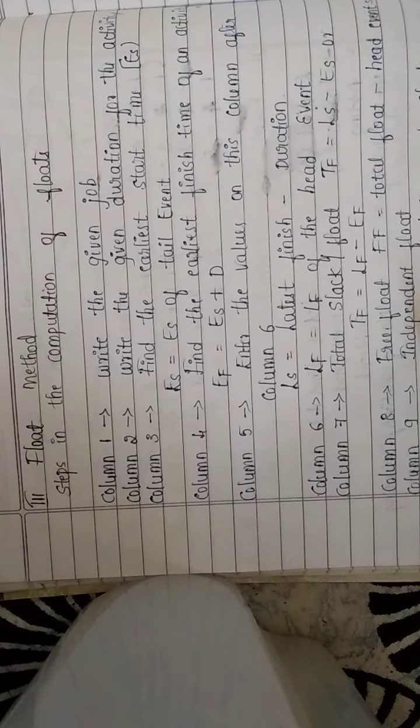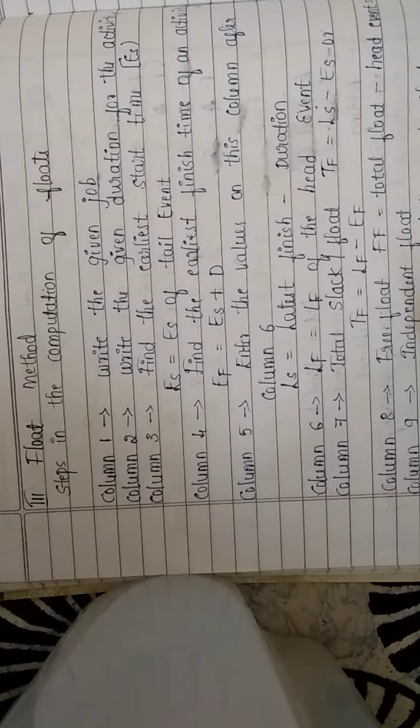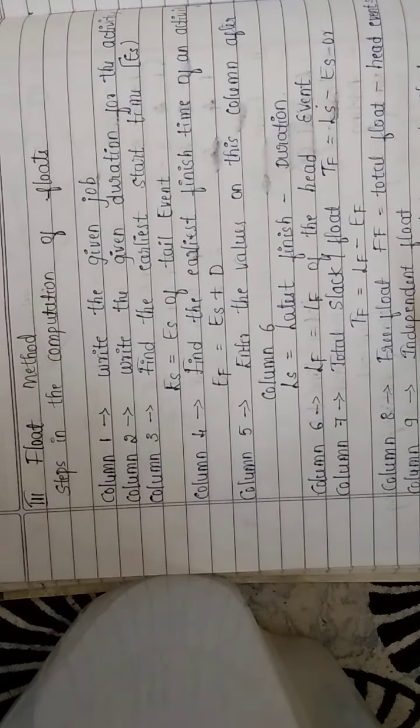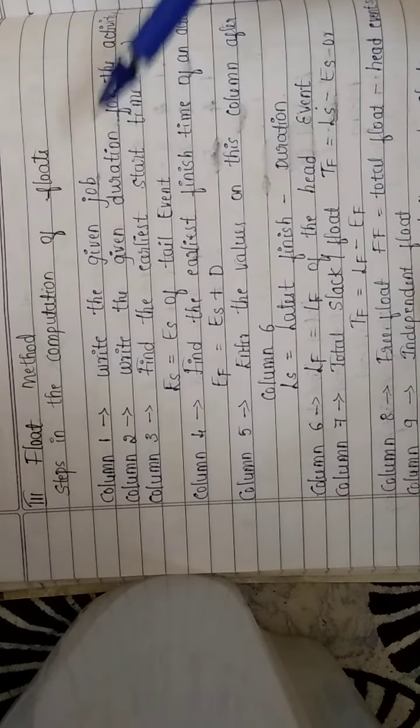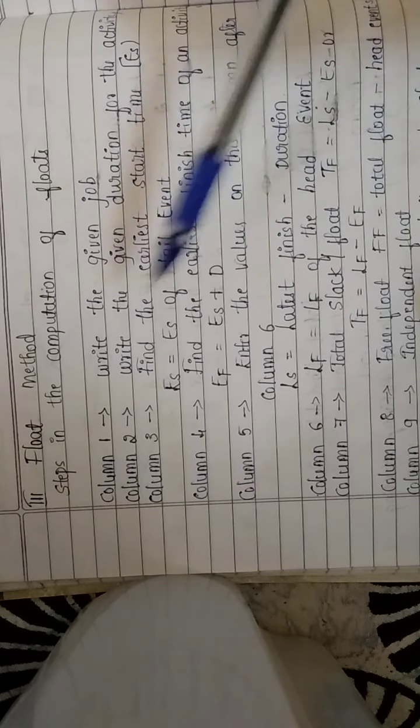Students, now I am discussing the third method of how to arrive at the critical path. So first was the trial and error method. Next was the event time method. Now the third method is the float method. Under the float method, we need to follow the steps. So we have got 9 steps here.